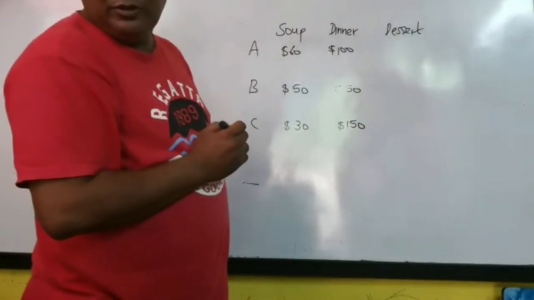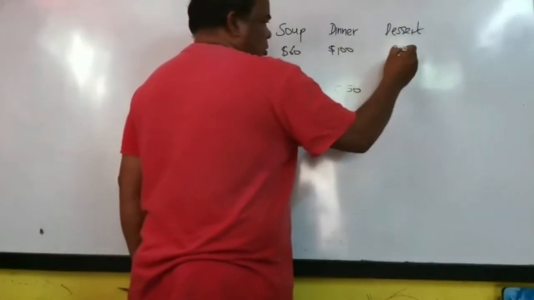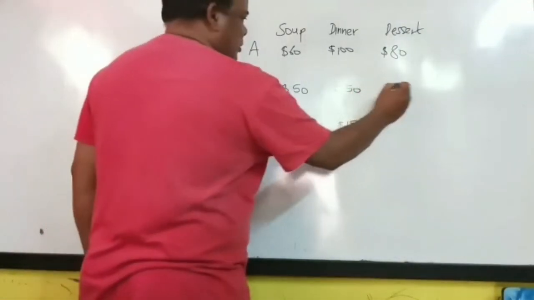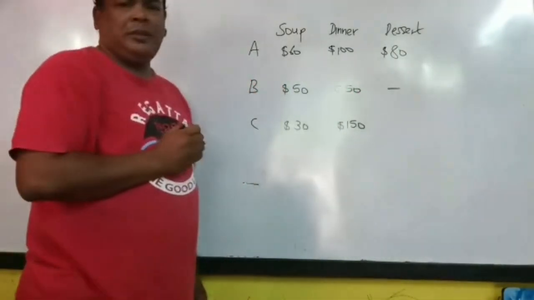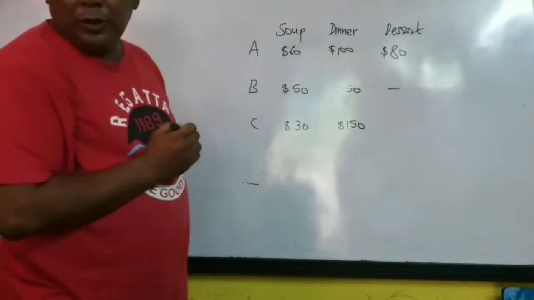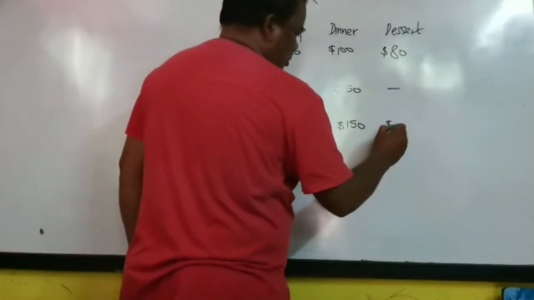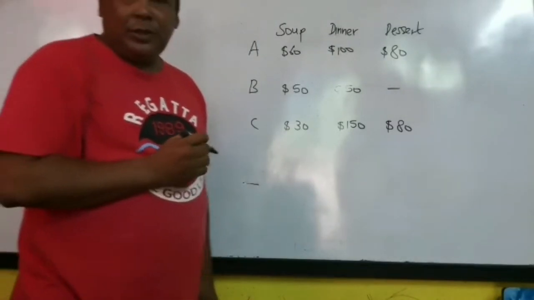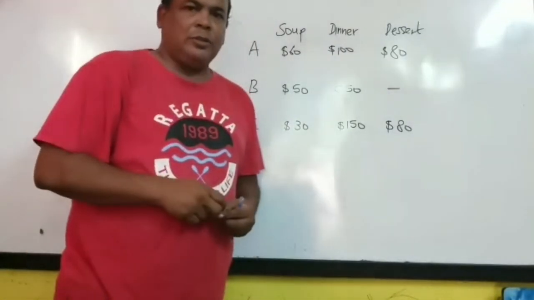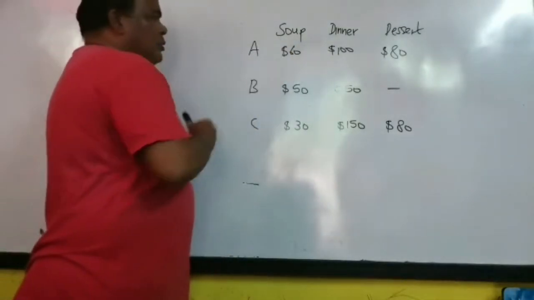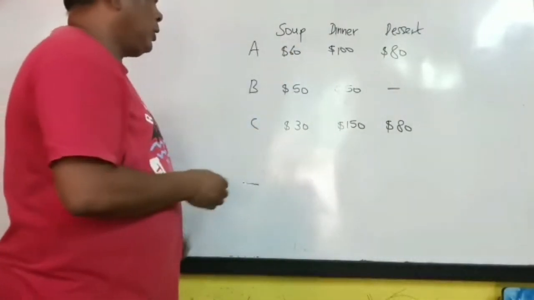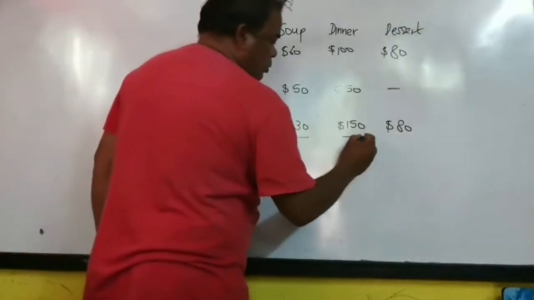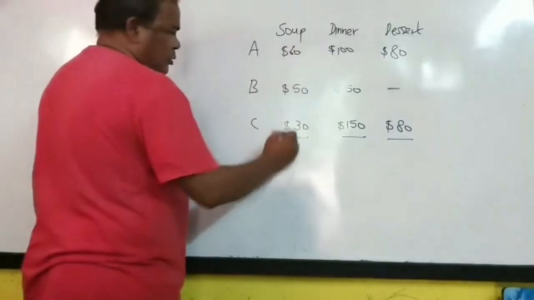Dessert: A ordered an ice cream costing $80. B has a throat infection. He does not order any dessert ice cream. And C ordered ice cream costing $80. So, after the examination, they decided to go to a restaurant, and these are the soup, dinner, dessert that they ordered at the restaurant. So now, the waiter will bring the bill, so they have to pay.